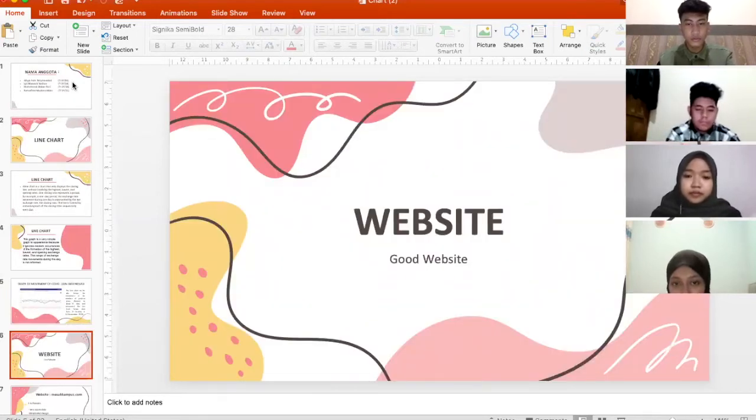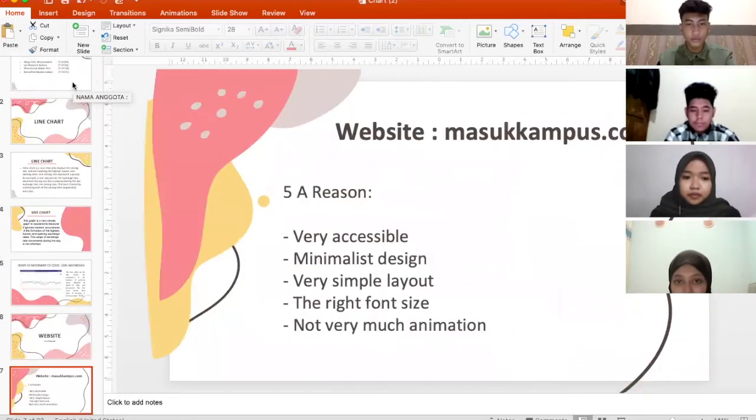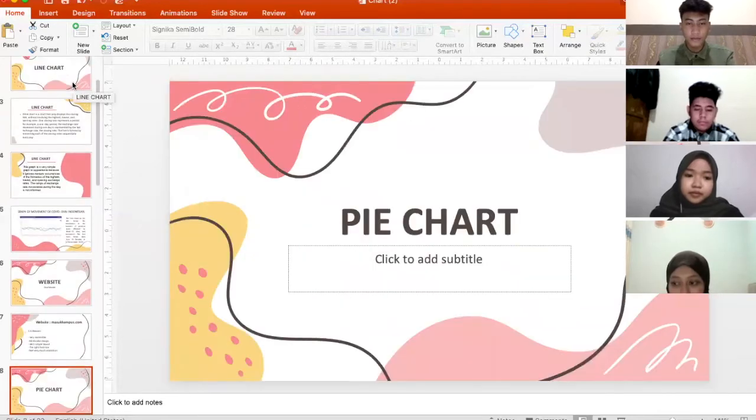Next, the good website: masukkampus.com. Five reasons. One, very accessible. Two, minimalist design. Three, very simple layout. Four, the right font size. And five, not very much animation. The next presentation is Zaidan Fikri.